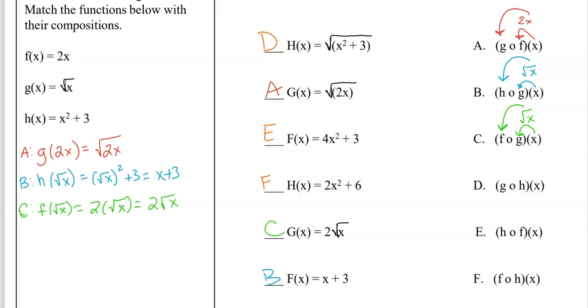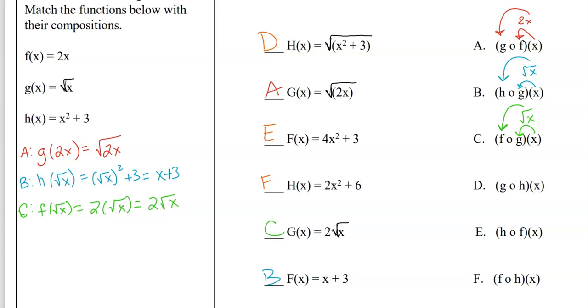All right, check your answers with mine. D matches with the square root of x squared plus 3. E matches with 4x squared plus 3. And F matches with 2x squared plus 6. Do we need to see any of it?